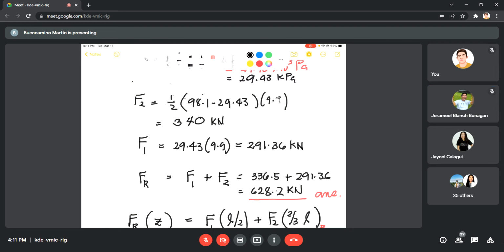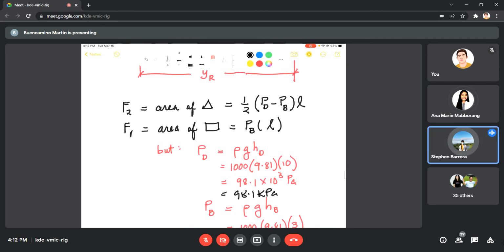Ito nga, palitan nyo rin ito. Kasi 340 na yan. So, 340 plus 291.36. Mali na rin yung answer nito. 631.36 po, sir. Okay, sa check ko no. Sir, pala sa kanina, sir, saan po galing yung 1,000 dun, sir? Saan? Sa taas, sir.